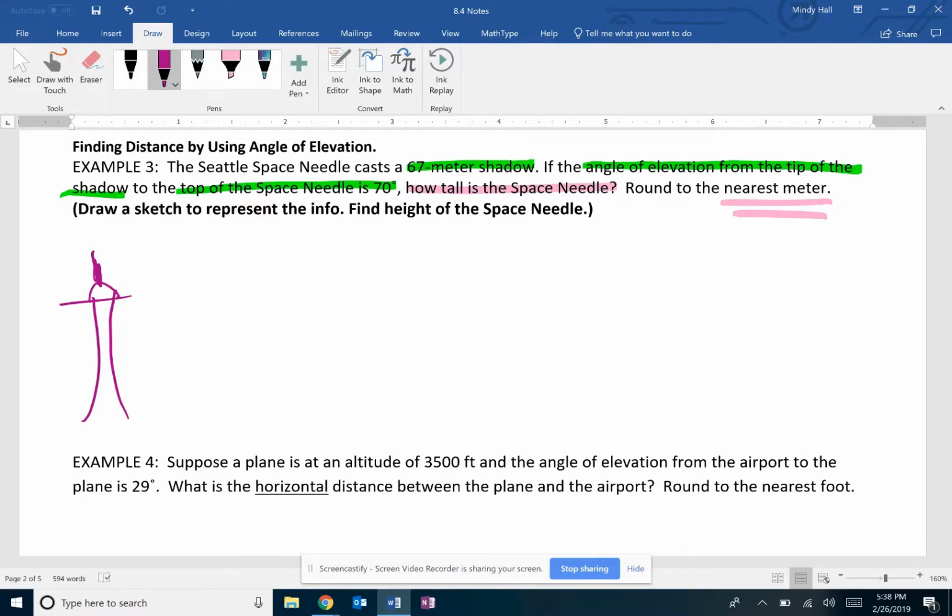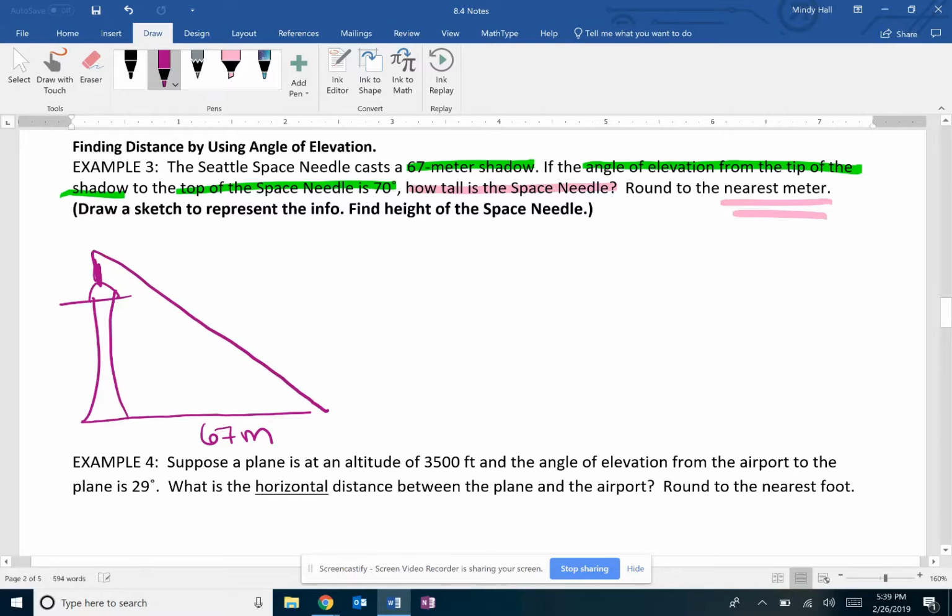But we have our Seattle Space Needle, and we know that this Space Needle casts a 67-meter shadow. And then we are going to be going from the tip of the Space Needle to the tip of the shadow. So if you can't quite see it, our triangle is going to be the little section I'm highlighting, and we have this right angle down at the bottom.